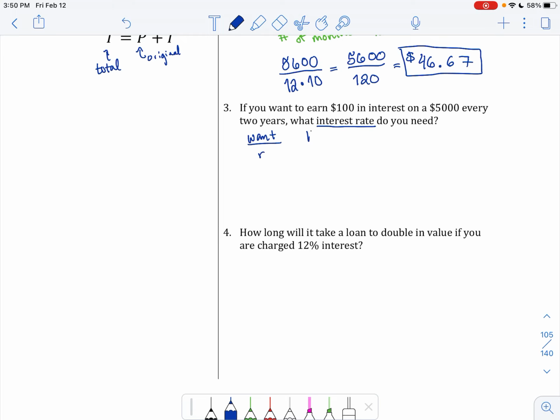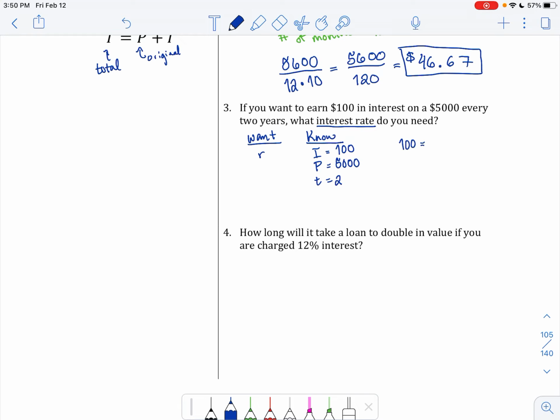And we have to know the rest. So we have to know I, we have to know P, and we have to know T, because you can only solve for one variable at a time. Now in this case, I is 100, P is 5,000, the original investment, and T is 2 years. So I'm going to use my formula.